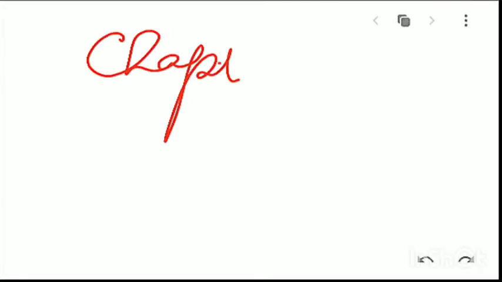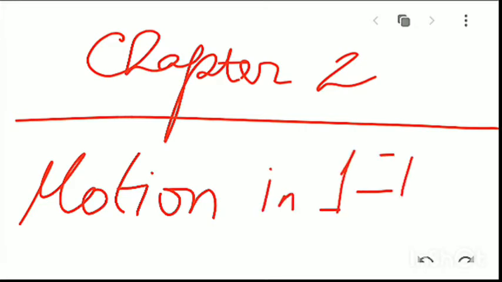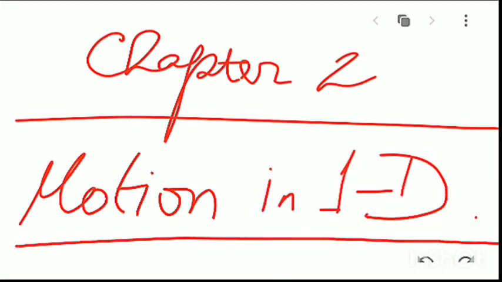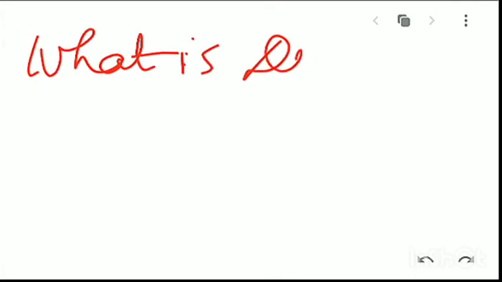Hello everyone. Today we are going to start our chapter 2. And our chapter 2 is motion in one dimension, that is 1D. So in this chapter we will learn about all the objects moving in one dimension. Now the first thing, it can make you confused: what does this term dimension mean?